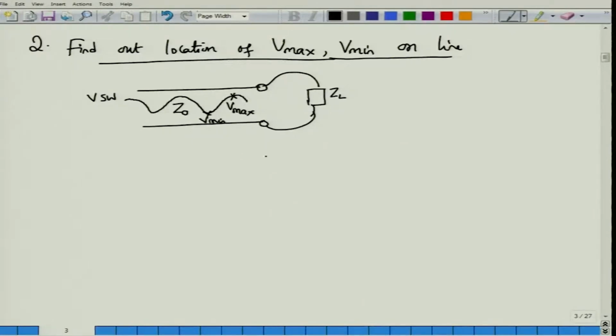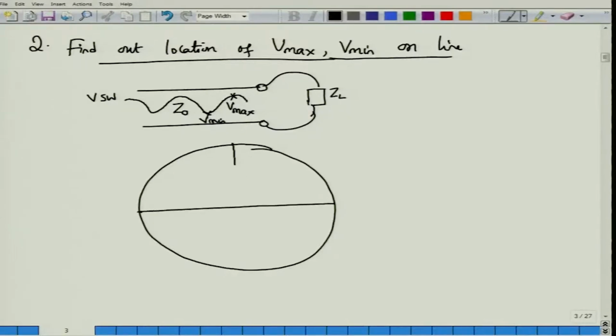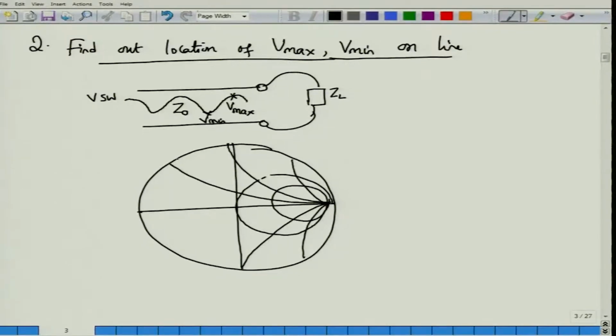Let us start again with the Smith chart. So this is the Smith chart, and then assume that we have been given a certain load impedance to work with. As before, if ZL is given, find out what is ZL bar. ZL bar is clearly ZL by Z0.